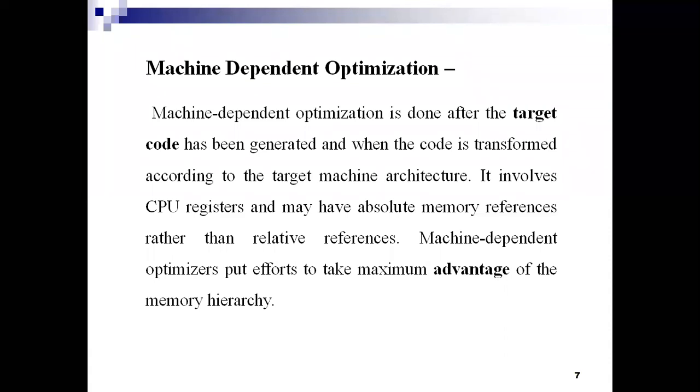What it means is, machine dependent optimization is done after the target code has been generated, when the code is transformed according to the target machine architecture. And here it involves the CPU registers and the absolute memory locations, and these are absolute references rather than relative references. So these machine dependent optimizers put efforts to take maximum advantage of the memory hierarchy.